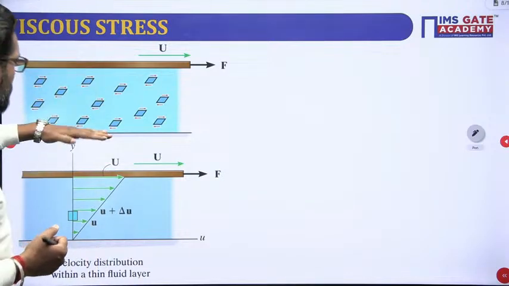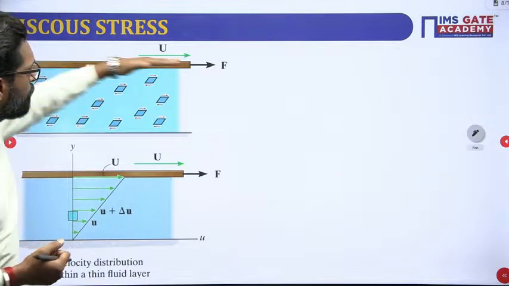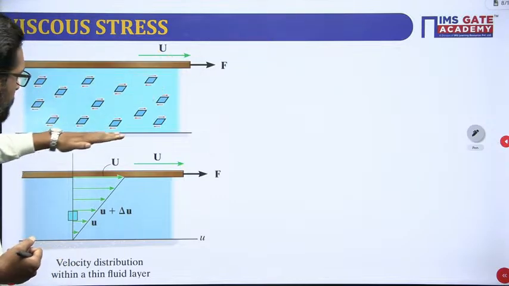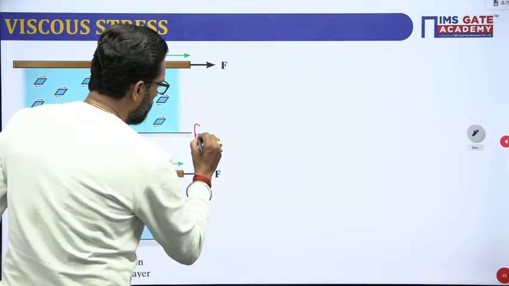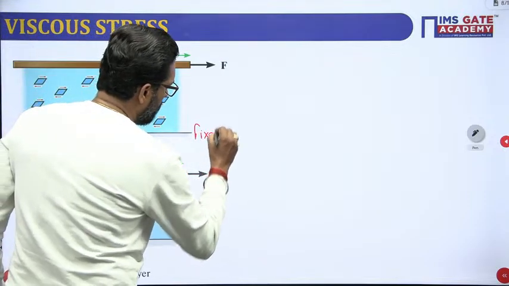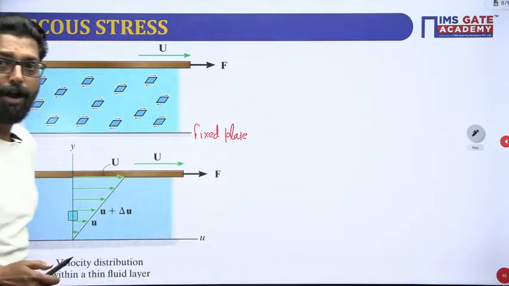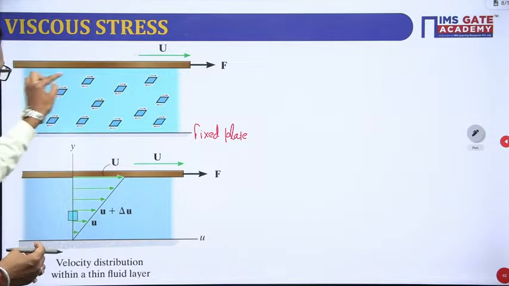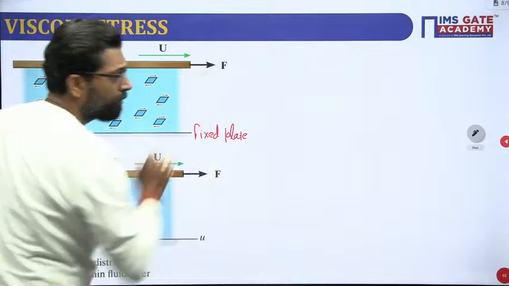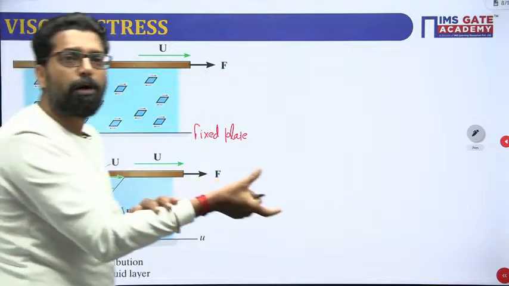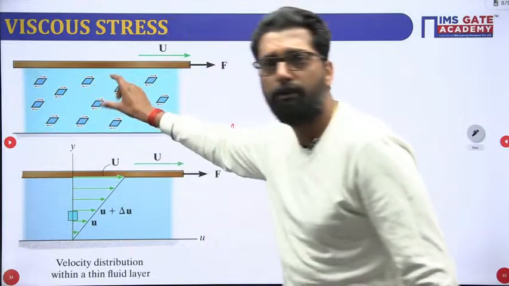Let's suppose there is a fixed plate and a moving plate. The moving plate is moving with a constant velocity v. This is your fixed plate. Now, my dear, let's suppose this is our fluid element. If you apply this force, this element tries to deform, so at any location the fluid is in a deformed position.